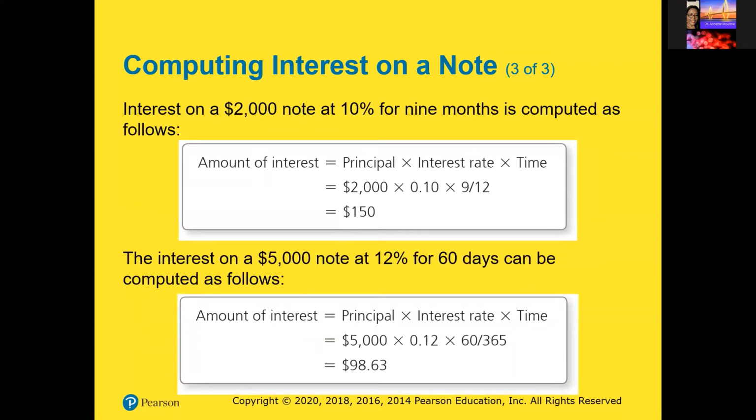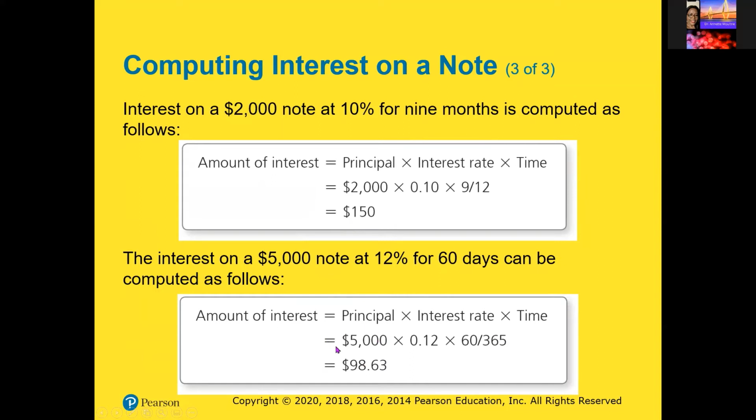Let's look at this example when computing interest on a note. When the term of a note is stated in months, we compute the interest based on the 12-month year. In this example, interest on a $2,000 note at 10% for 9 months is computed as follows. Amount of interest is the $2,000 times the 10% times 9 over 12, because it says 9 months. So it's $150.